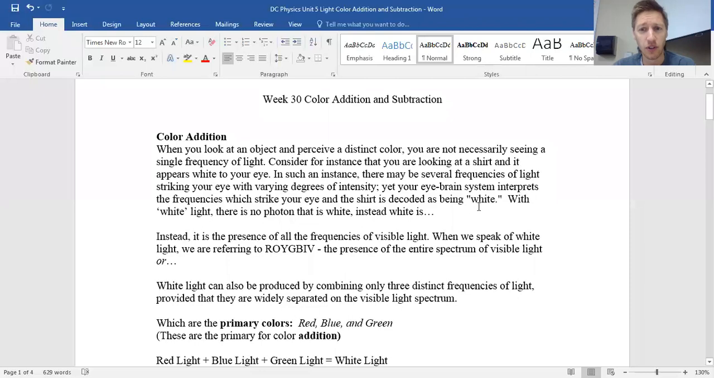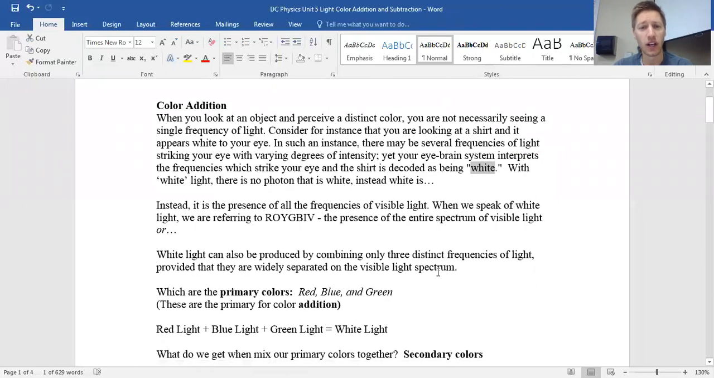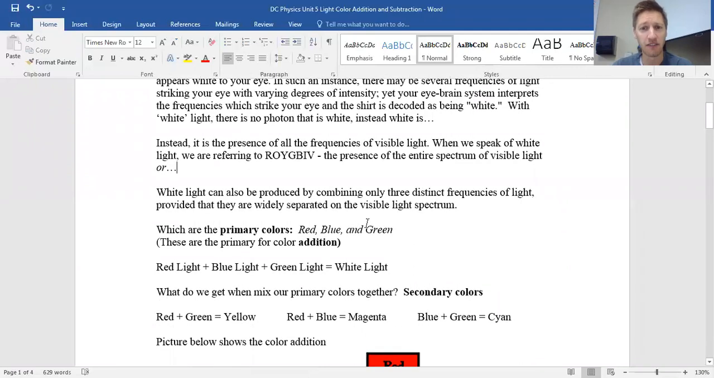When you see white, you're not really getting white photons because there's no real white photon. Instead, if I see white somewhere, my brain is saying I see a lot of the colors, the presence of all the light. Now, however, we don't actually need all the light. We just need to have it separated into a large spectrum.